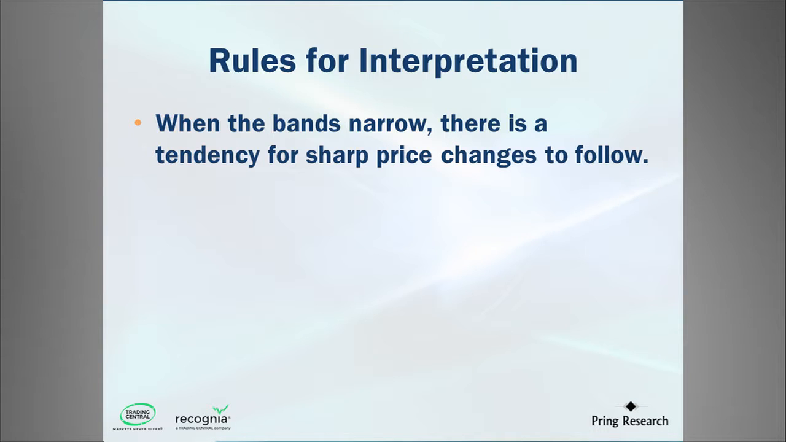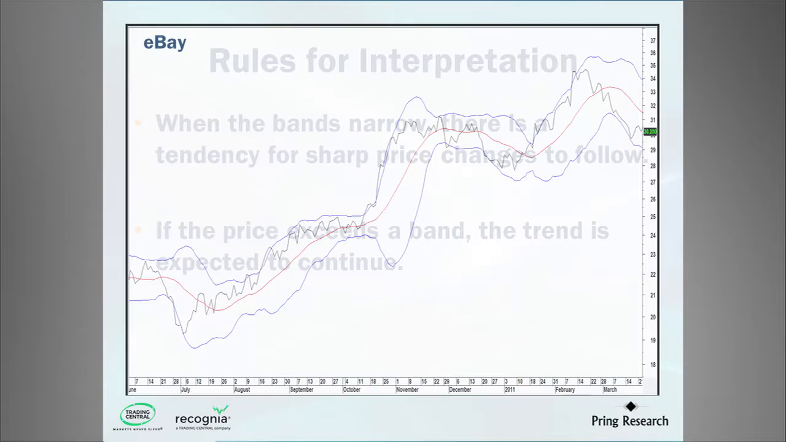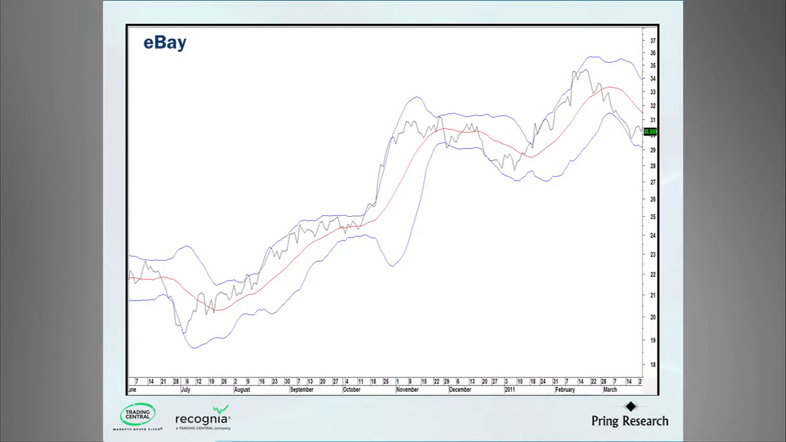Rule 2. If the price exceeds a band, the trend is expected to continue. This is really another way of saying that if the price moves above the band, upside momentum is strong enough to support higher ultimate prices, and vice versa. In this chart of eBay, you can see that the bands narrow, and a trend line is violated, and a rally transpires. Nothing special here.